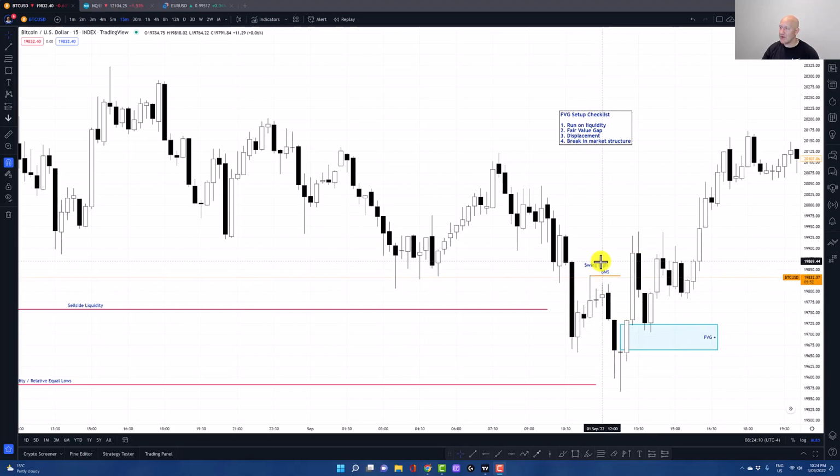So this is our swing high. So remember, our swing high is a 3 candle pattern. So the high of the second candle, you can see this is the middle candle here. The high of this candle is higher than the high of the first candle.